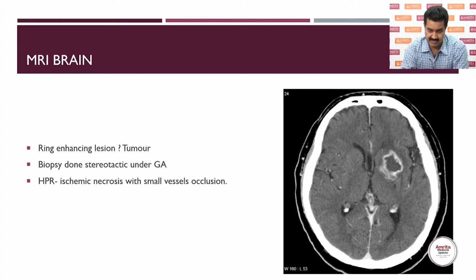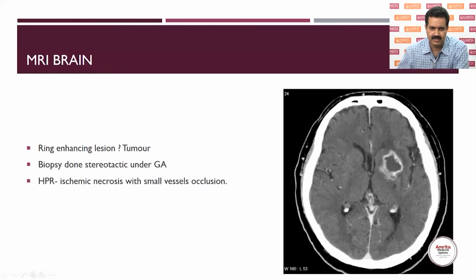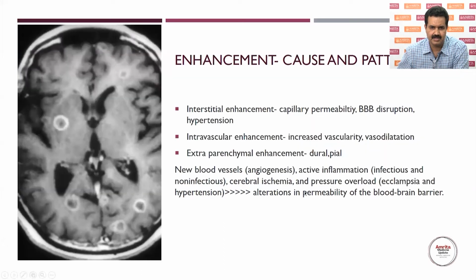So this patient underwent a stereotactic biopsy from the lesion, and that was a subacute infarct. This type of situation can arise if we had better imaging and better thinking about the diagnosis. We could have avoided this biopsy. However, it was conclusive that it was an infarction. So why did this ring enhancing lesion happen? What are the causes of enhancement?